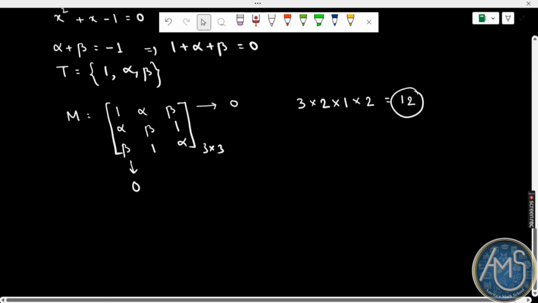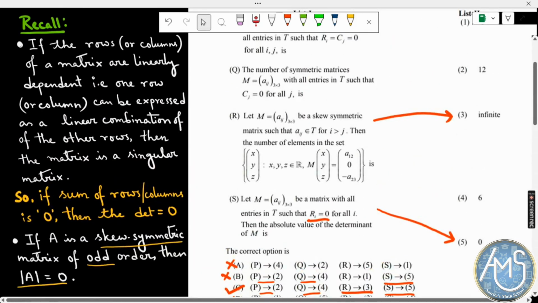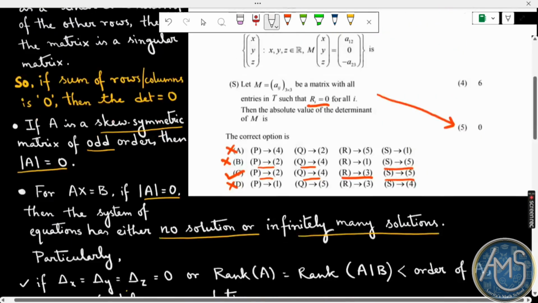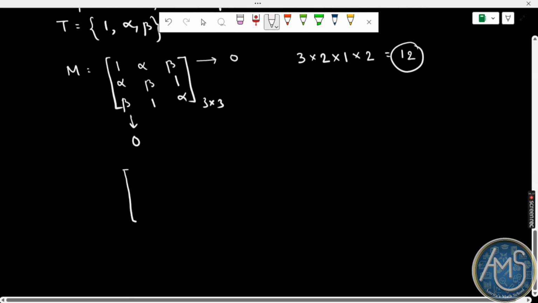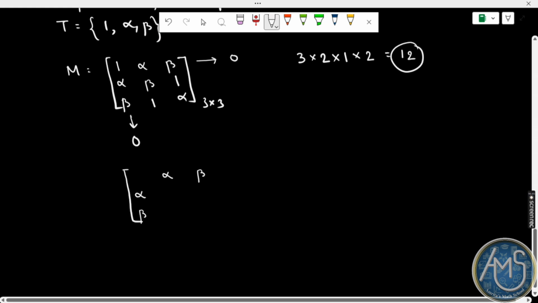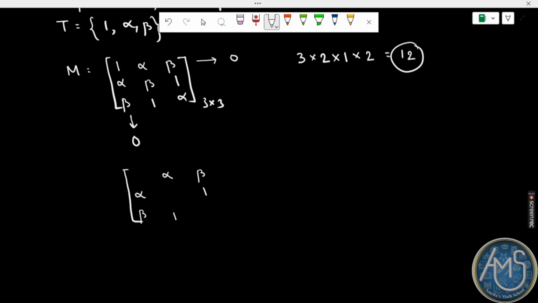So for P, that means row sum and column sum both are 0, there are only 12 possible matrices. And for Q, only the column sum is 0, but it is a symmetric matrix. So if it is a symmetric matrix, the matrix will look like this: if here it is alpha, then this place must be alpha. If here it is beta, then this place must be beta. And if here it is 1, then this place must be 1.